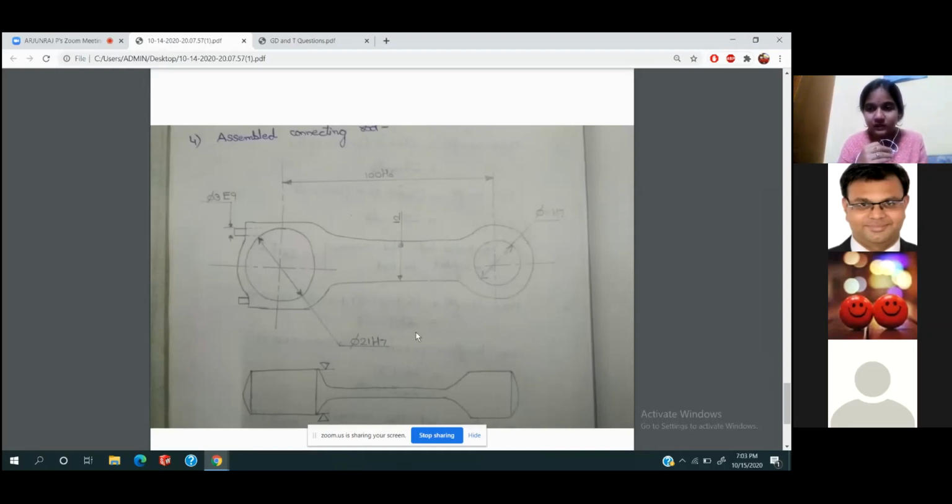Whether my cursor is moving? Give control to sir. How should I give? I have no idea. Otherwise, I myself will take the control. Stop sharing, sir. If you stop sharing, I cannot see it, right?